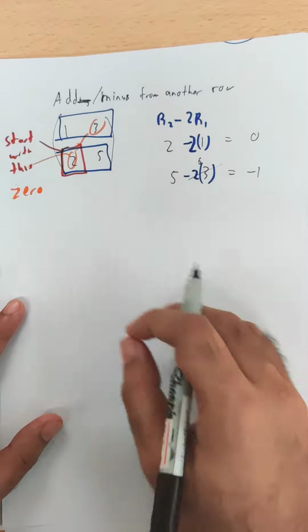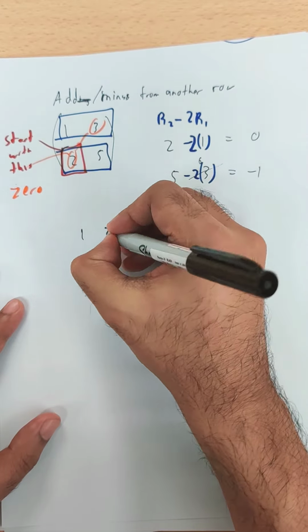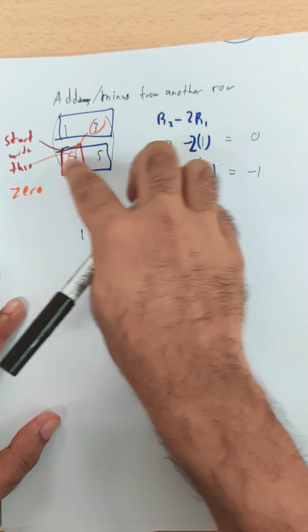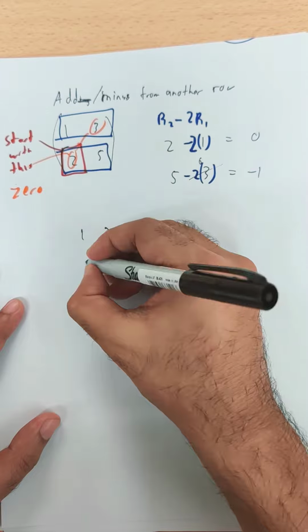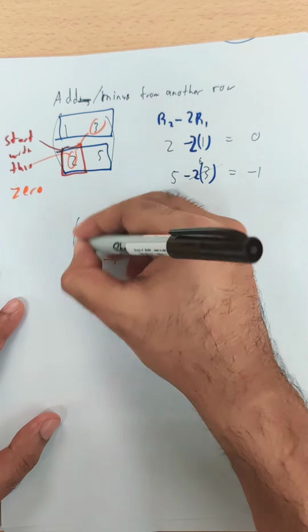So my new matrix is: 1, 3 remain as they are. The 2 now becomes 0, since we did the operation here, and the 5 here, after the operation, becomes negative 1.